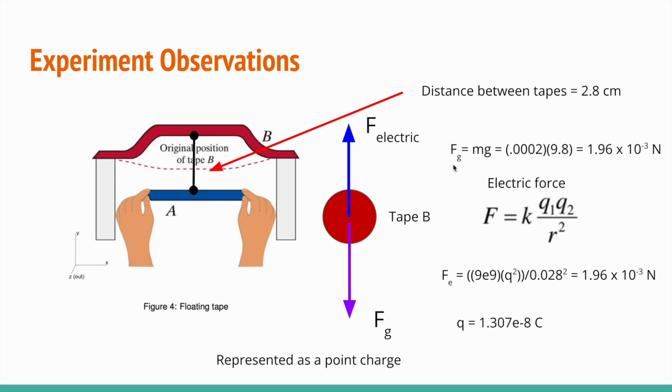Over here, I calculated the gravitational force acting on tape B, which gave a value of 1.96 times 10 to the negative 3 newtons. Since the tape is not moving, the gravitational force and the electric force are equal. So I set the electric force equal to 1.96 times 10 to the negative 3 newtons. Then I isolated Q, or the charge, and found that the charge of tape B was 1.307 times 10 to the negative 8 coulombs.